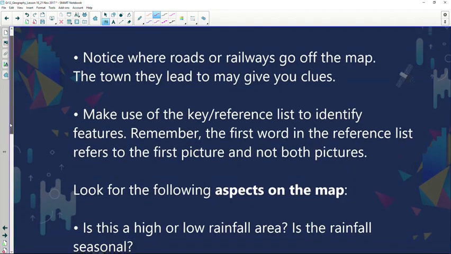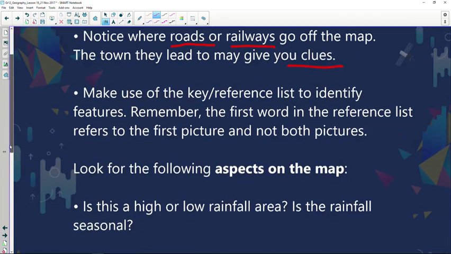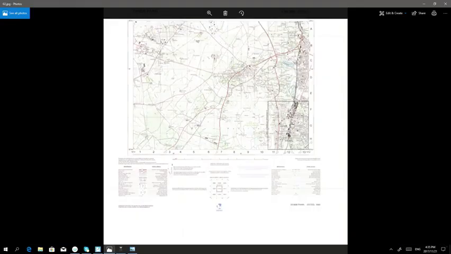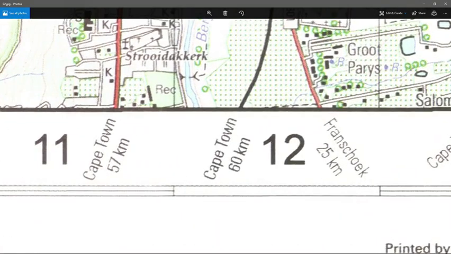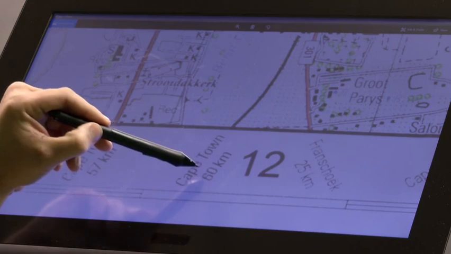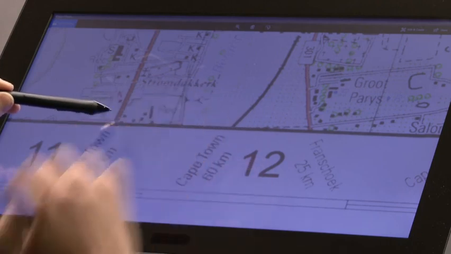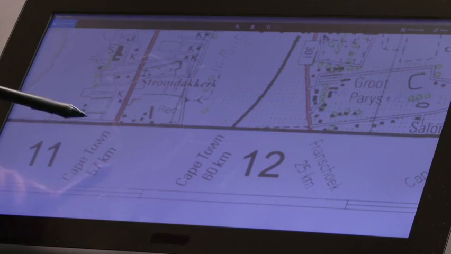Now very importantly, take notice where there are roads and railways that go off the map. It can give you a clue to the nearest town or city. For instance, if you look at the Paarl map down on the bottom of grid H2, there's a road leading to Cape Town, and it shows it's 60 kilometers away. There's also a national road in red showing Cape Town is 57 kilometers away.